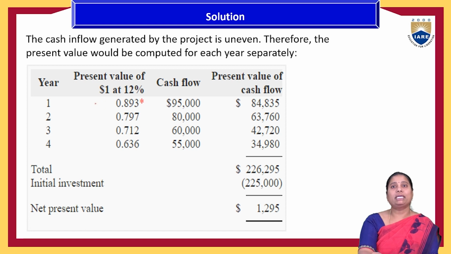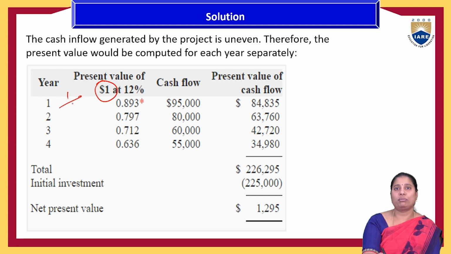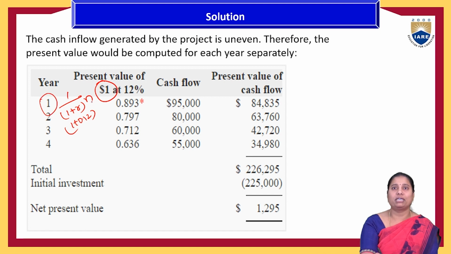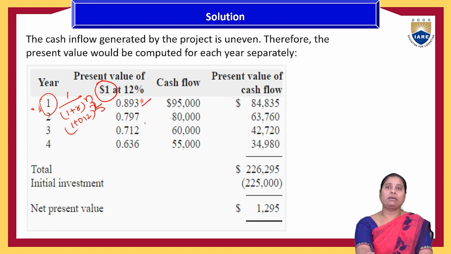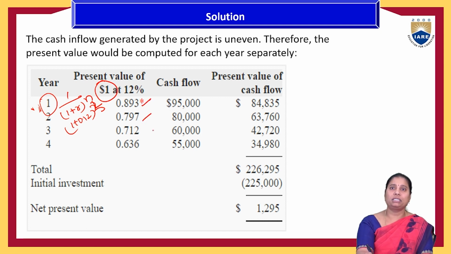That's why, first we'll calculate the 1 rupee present value at the rate of 12% by using the formula 1 divided by (1 plus r) to the power of n, where r is 12%, that is 1 plus 0.12, and n is the number of years. If it is the first year, divide the whole to the power of 1. If it is the second year, whole square. Third year, whole cube. Like this, we take n as the number of years, and these are the 1 rupee present values for the 12% rate of return at different years.